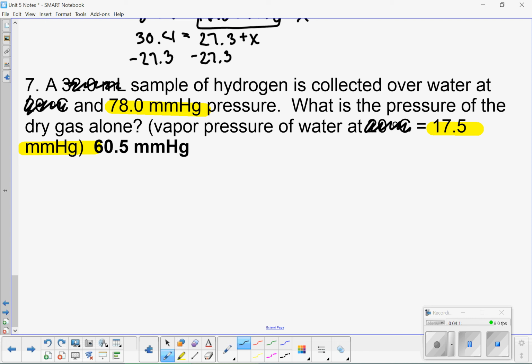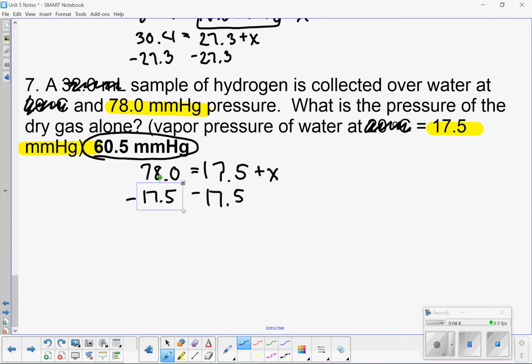From those two pressure numbers, it tells me that this 78 mmHg is the total one, right? It was collected over water, and that's the total pressure you had. I must have added the 17.5 plus the other number that I'm looking for. So solve for x by subtracting 17.5 from each side, and that's where you get this answer of 60.5.